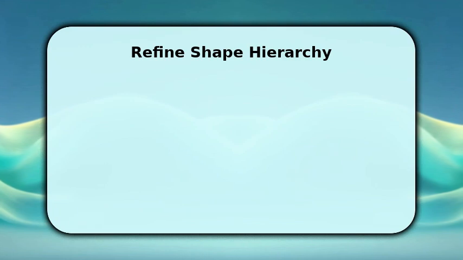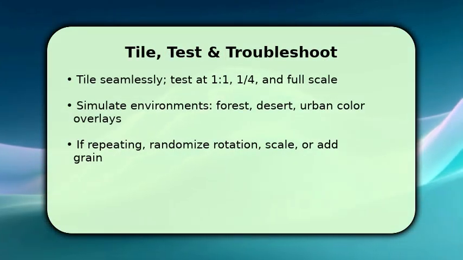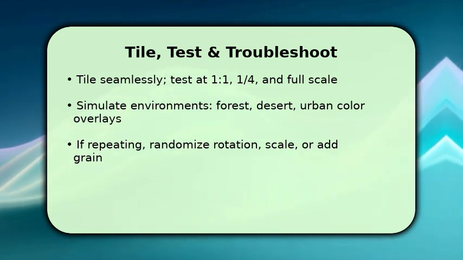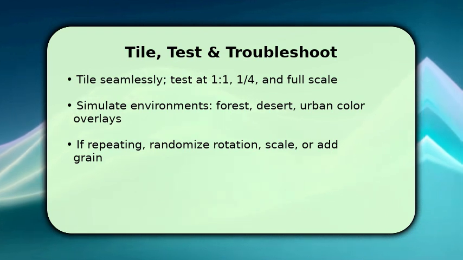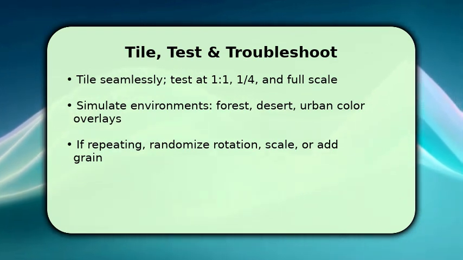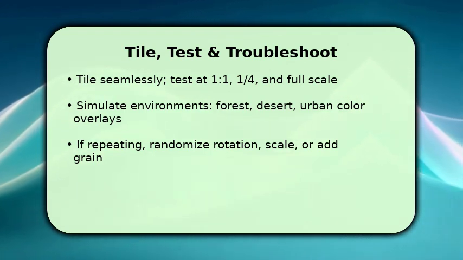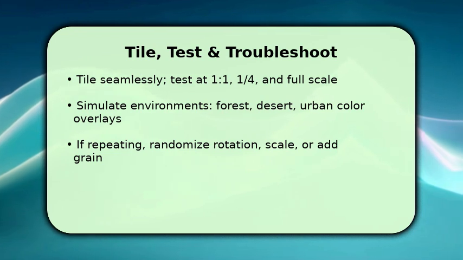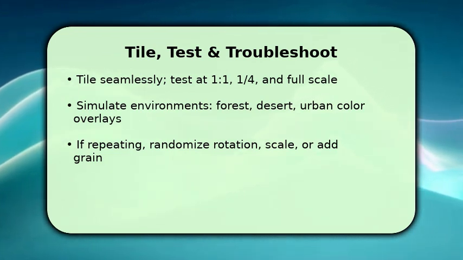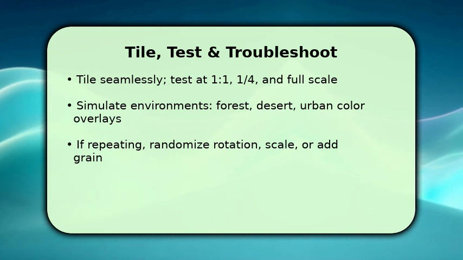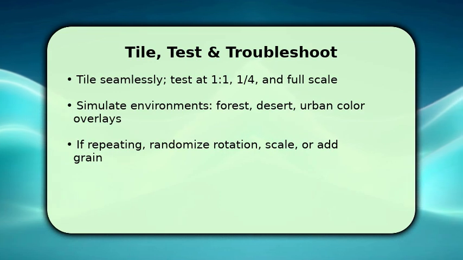You finish by making the pattern tile seamlessly and validating performance across scales and environments. Create a repeat and inspect at full, quarter, and thumbnail sizes, then overlay simulated backgrounds, forest, desert, or concrete, to evaluate concealment. Once satisfied, export as PNG with alpha or TIFF for production. If you see obvious repetition or moire, randomize tile rotation and scale, or add a subtle grain layer to break the repeat. Make sure to iterate until both texture and silhouette read natural.